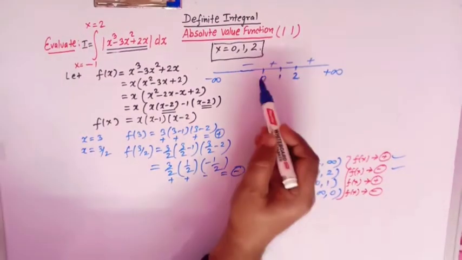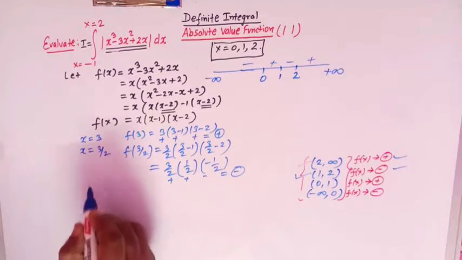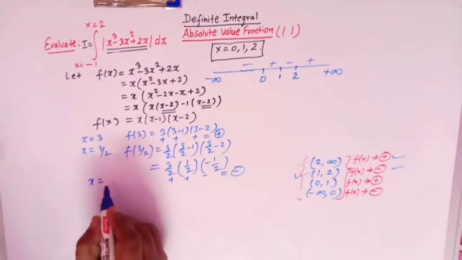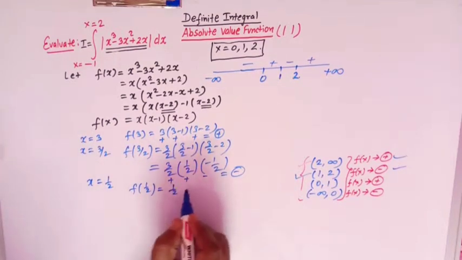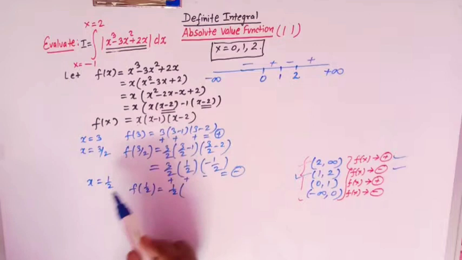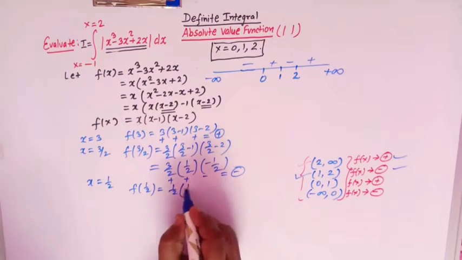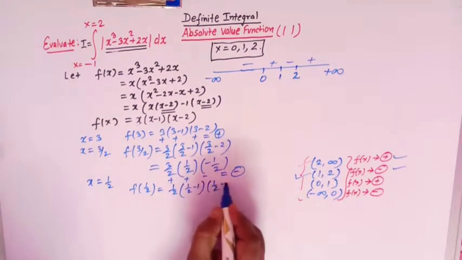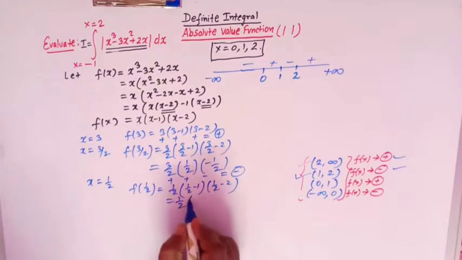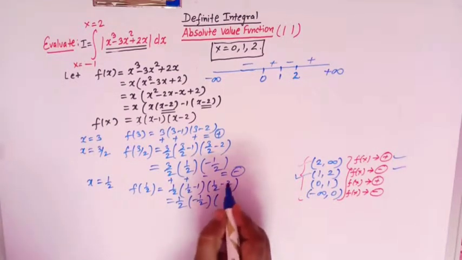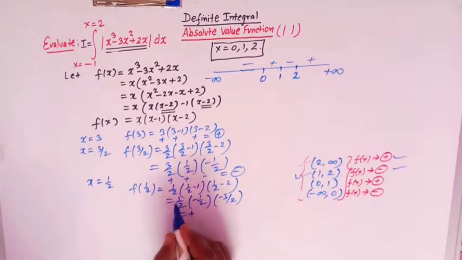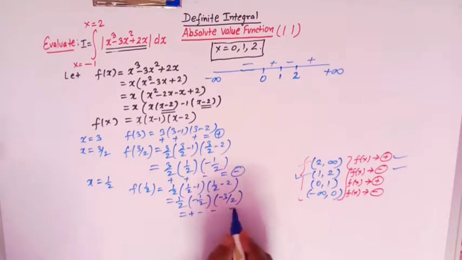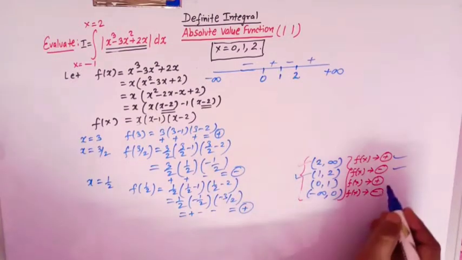Okay, now let us take the interval 0 to 1. So here let us take the number, say half. So f of half is equal to half. Here we substitute x equal to half. So half minus 1, then we have half minus 2, and here we have half, here we have minus half, and here we have minus 3 over 2. So we have positive, this is positive, this is negative, this is negative, and the product is positive, right?